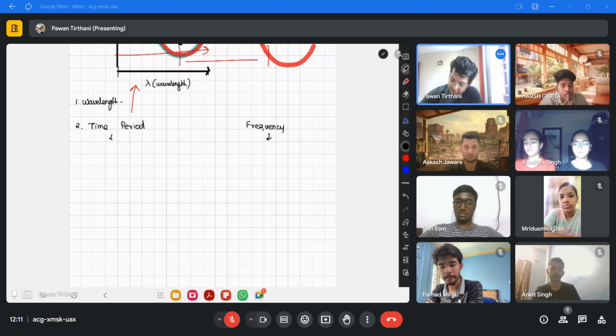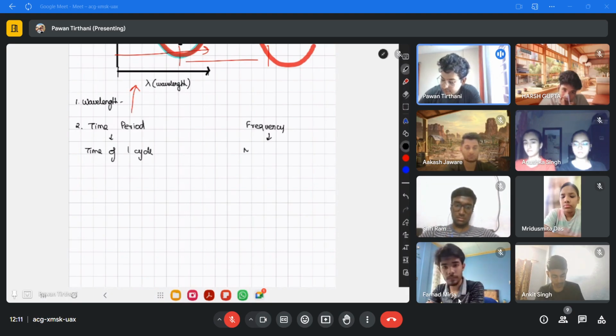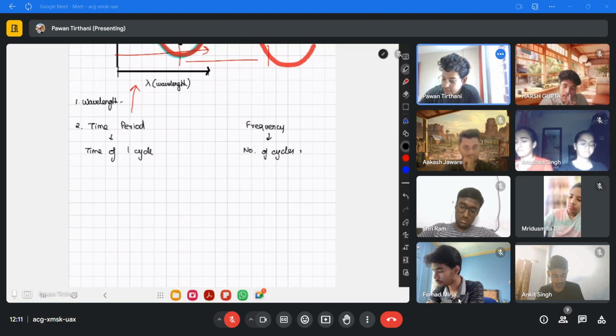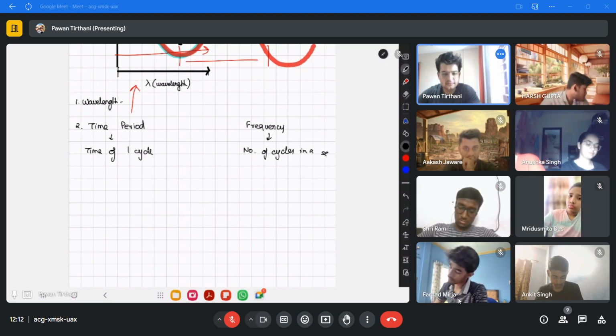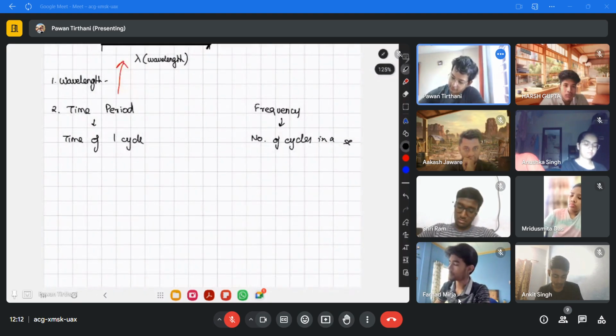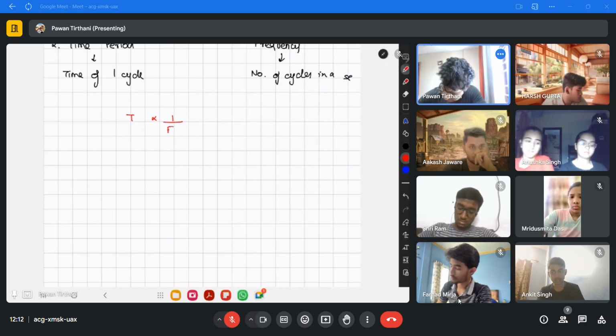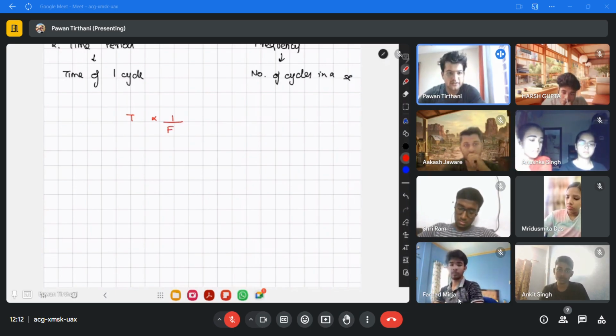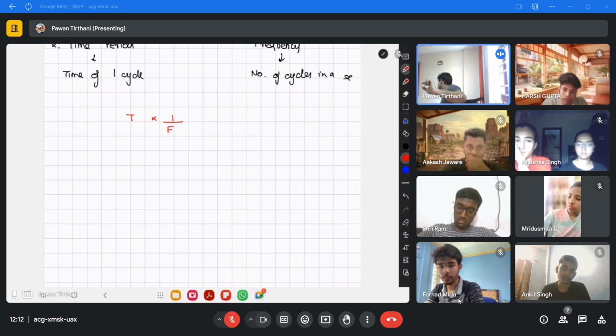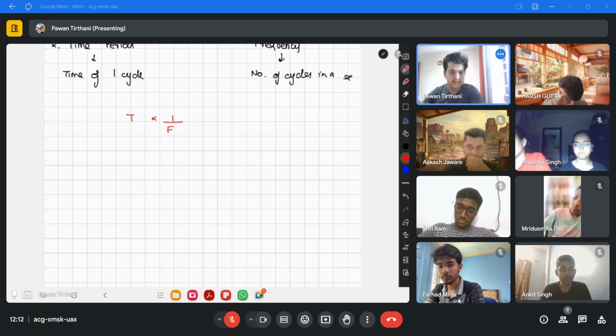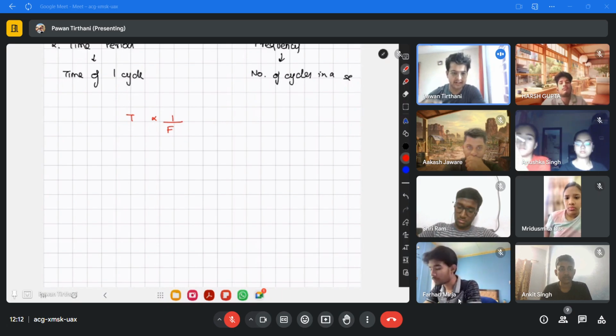Time period क्या होता है? Time for one cycle. And frequency क्या होता है? Number of cycles in a second. And these both are inversely proportional to each other. Time period is inversely proportional to frequency, and I have explained this concept to you. If something takes a lot of time to happen, the cycles will happen less frequently. Frequency has to do with how frequently. If something is taking too long to happen, it will happen less frequently, less number of times.